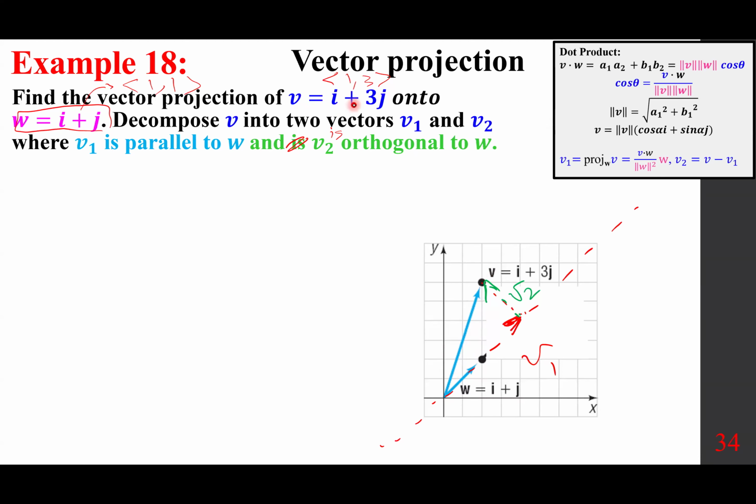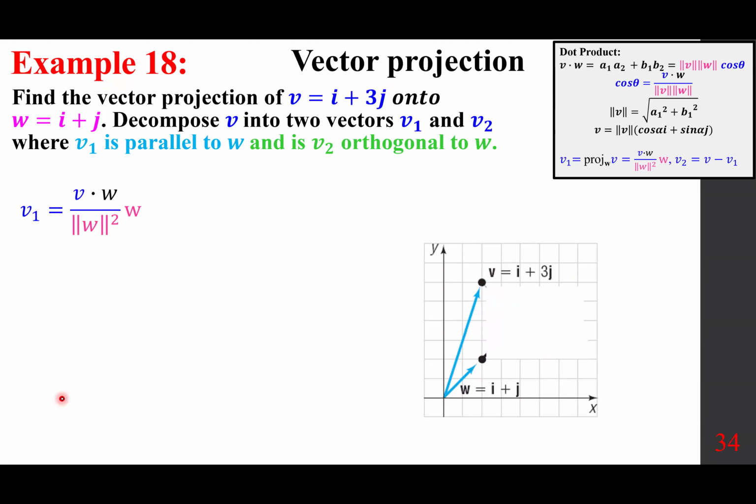Okay. And so first, let me erase my work. V1, the projection of V onto W, is V dot W over the magnitude of W squared times W. So let's look at V dot W. This is 1 times 1, plus 3 times 1. Again, remember, let me just write: this is 1I, 1J. Okay, this is 1I.